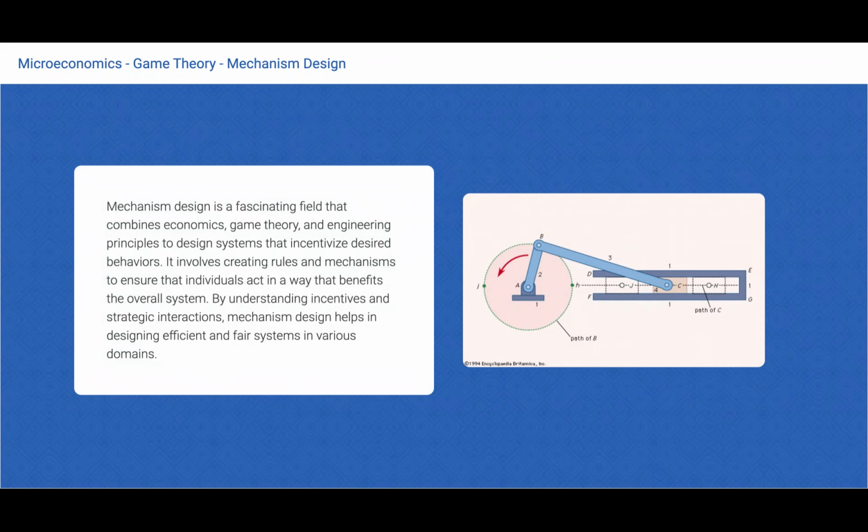Mechanism design is a fascinating field that combines economics, game theory, and engineering principles to design systems that incentivize desired behaviors. It involves creating rules and mechanisms to ensure that individuals act in a way that benefits the overall system. By understanding incentives and strategic interactions, mechanism design helps in designing efficient and fair systems in various domains.